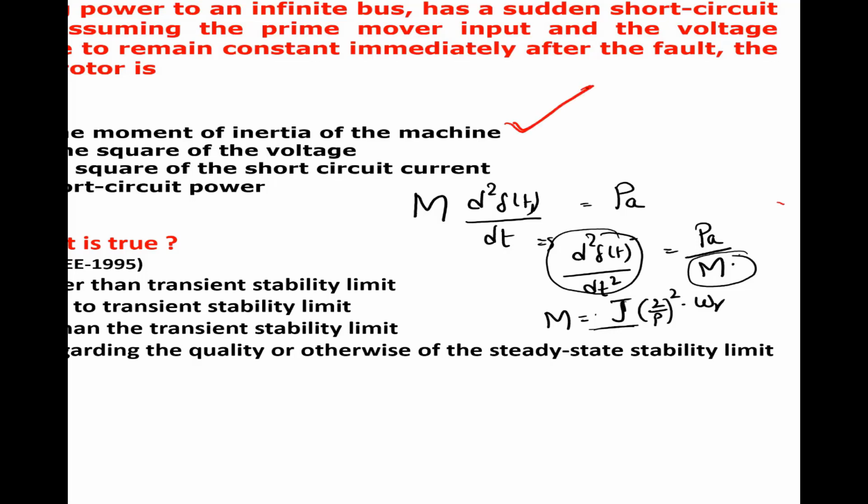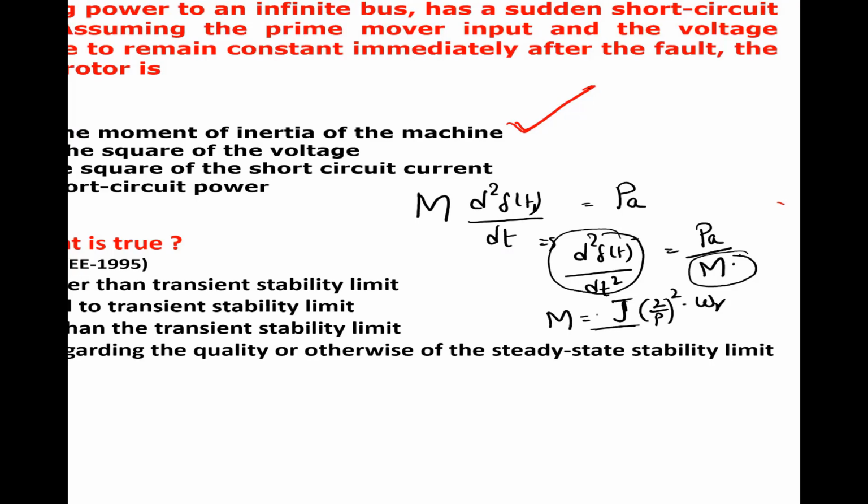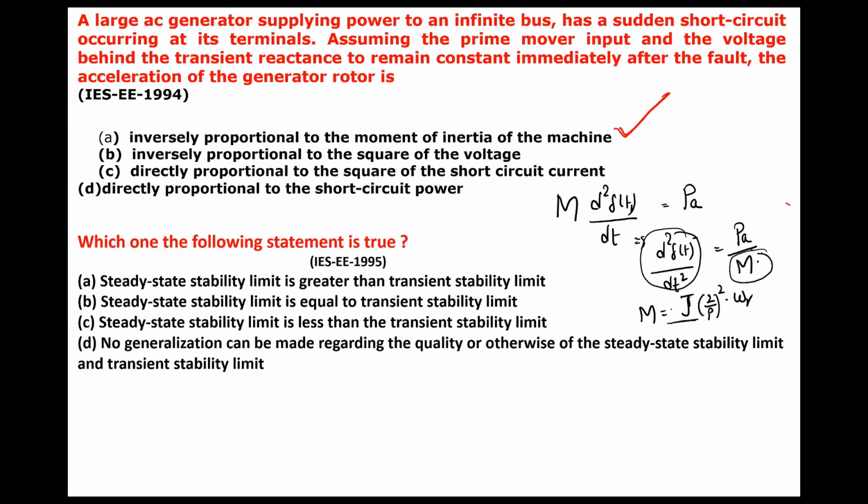Whenever a short circuit fault occurs, the accelerating power on the rotor is inversely proportional to the angular momentum or inertia constant, M value. But what is M value? M value is equal to J, moment of inertia. Momentum is equal to mass into velocity. The equivalent mass term is moment of inertia, and this is omega r.